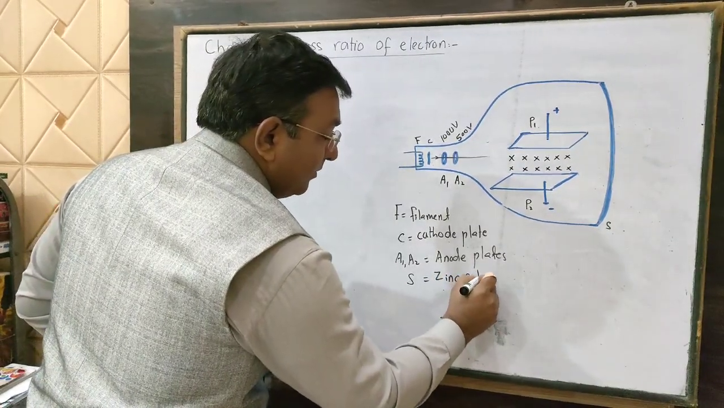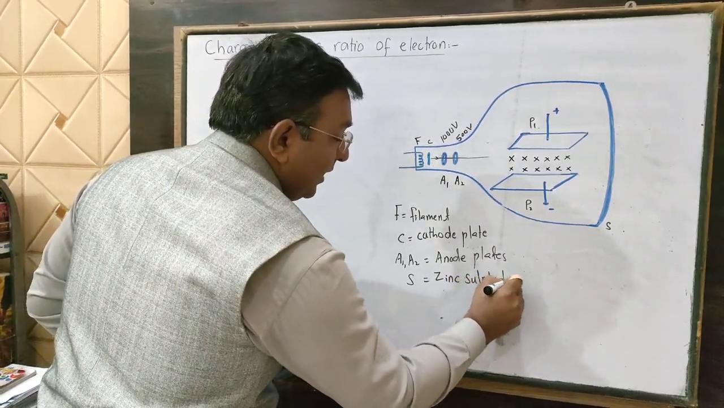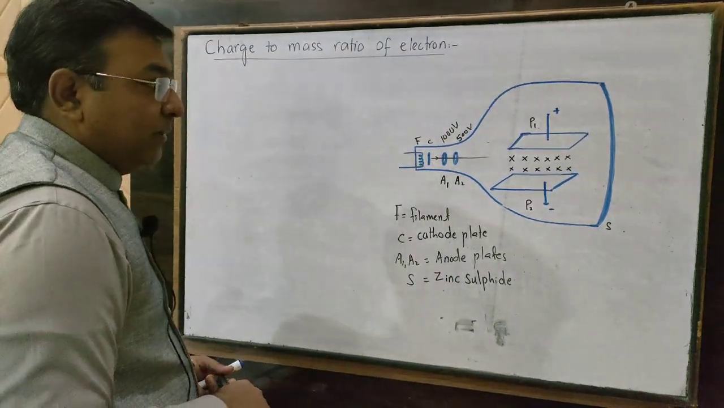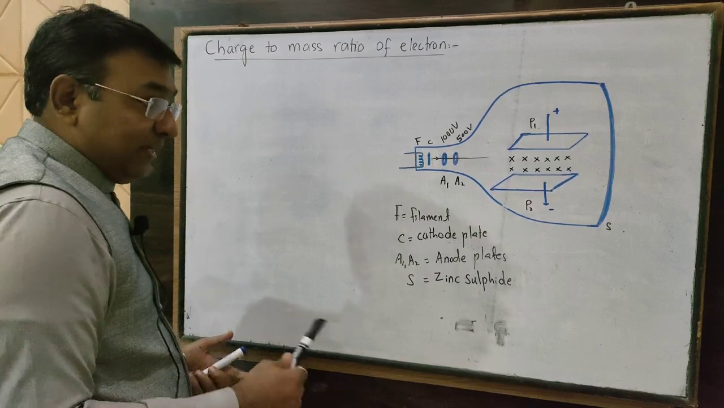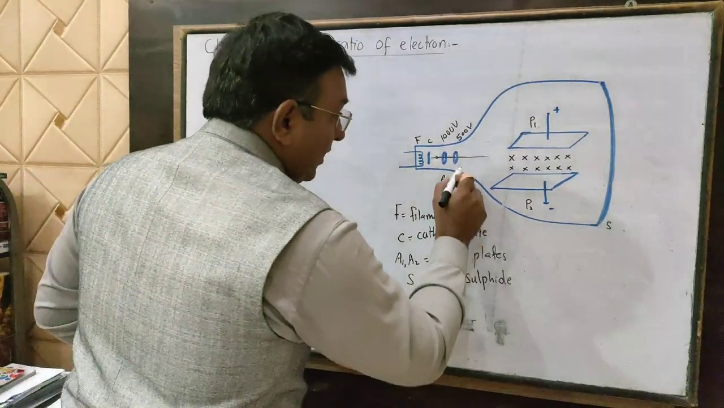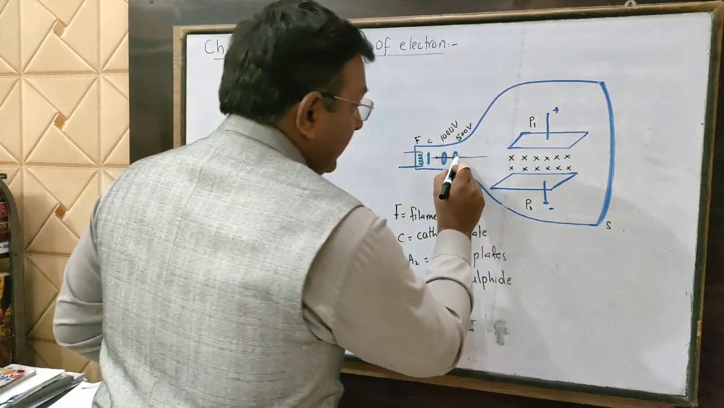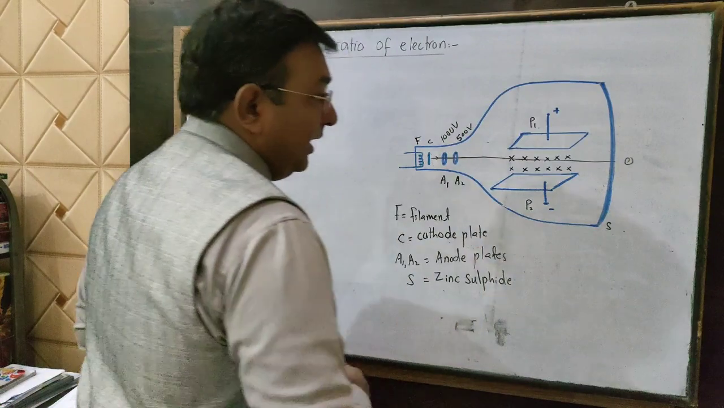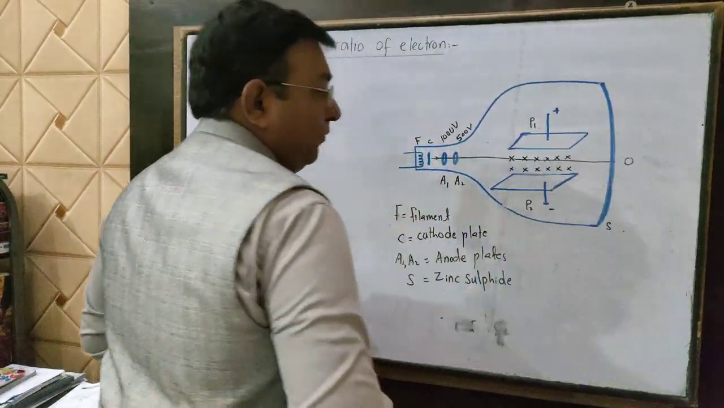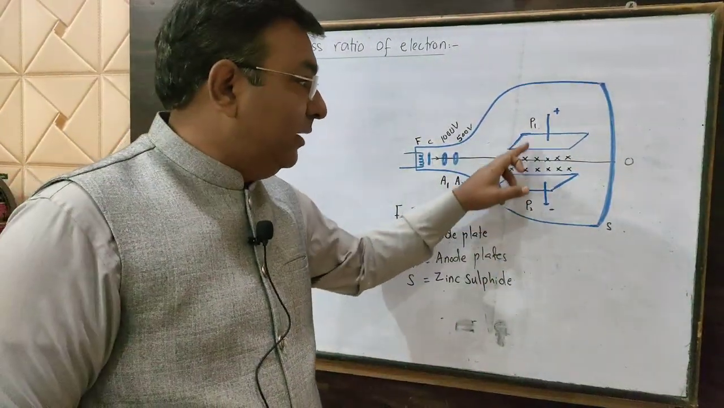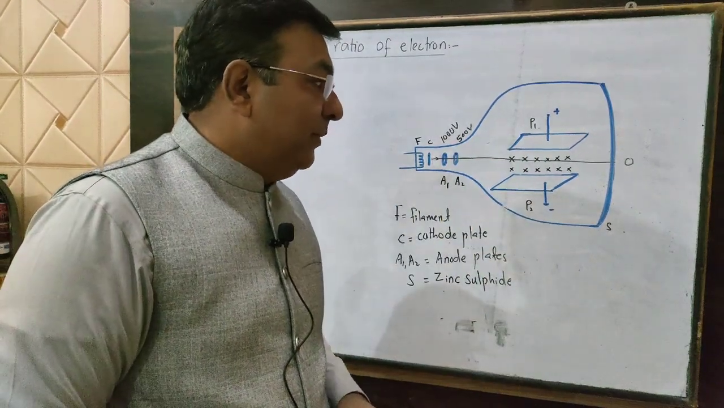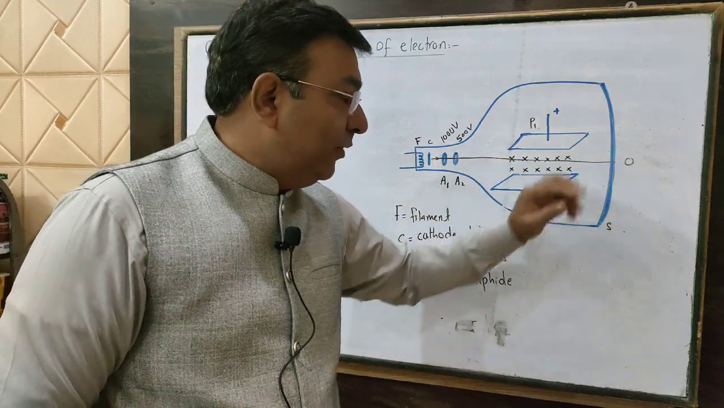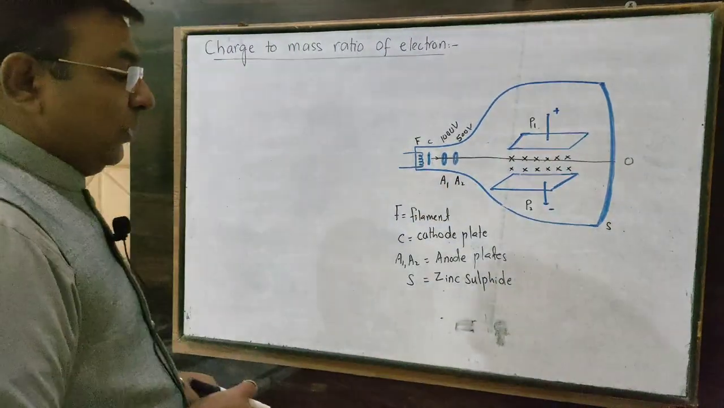Why are we using the zinc sulfide screen here? Because it produces a fluorescent effect when it is struck by charged, energetic particles. Normally these electrons hit at this point O. If we neglect the magnetic field and electric field, that is, in the absence of electric field and magnetic field, the electron will hit the screen at the point O.